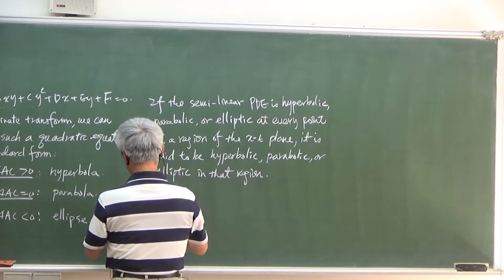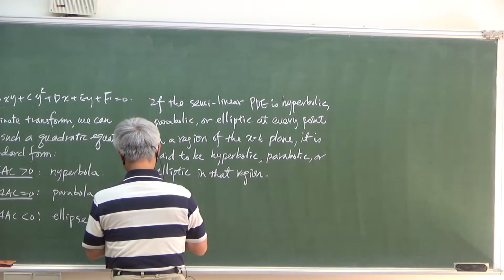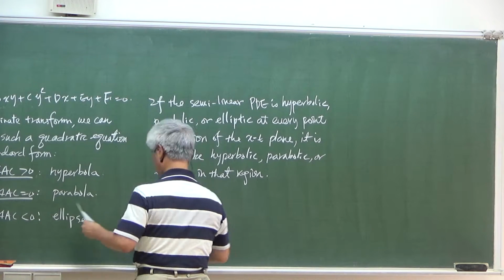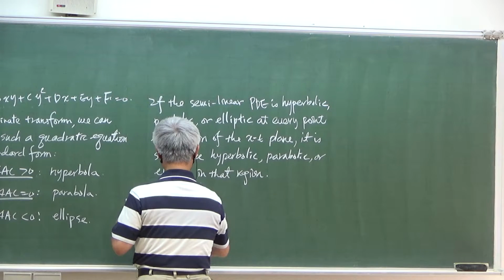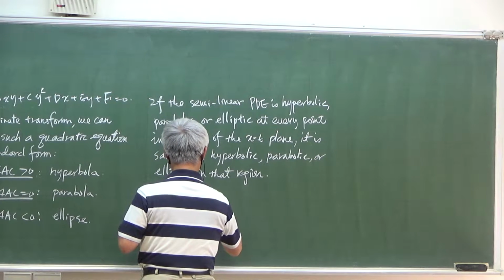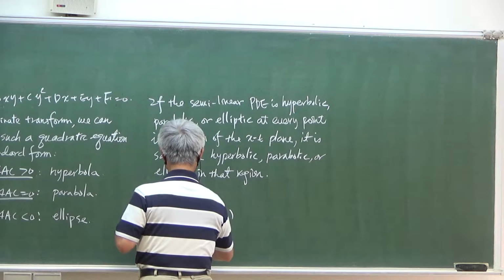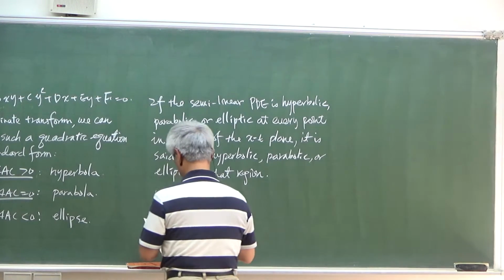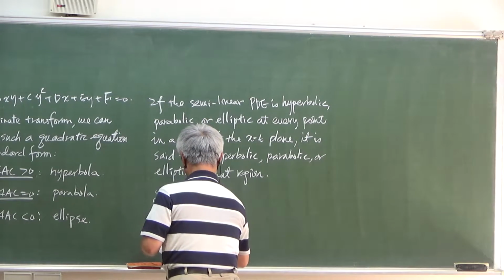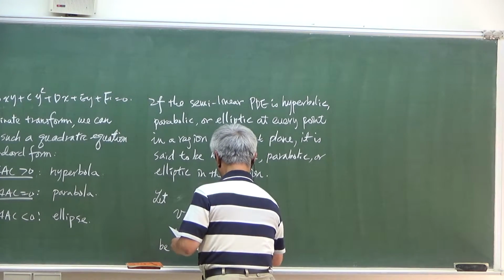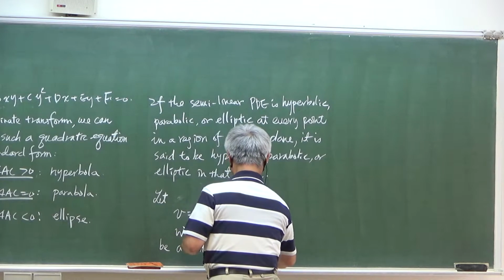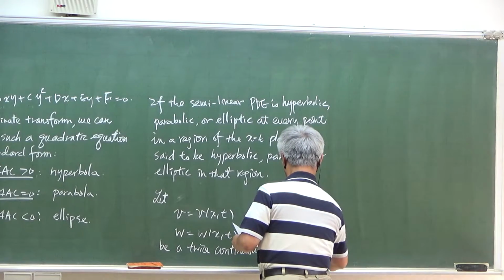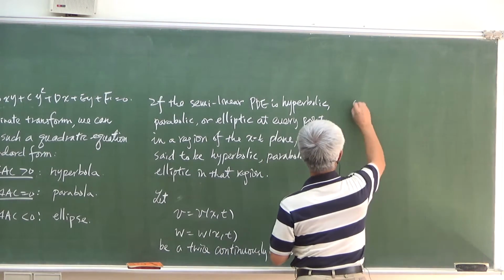So we let v equal v(x,t), w equal w(x,t), a twice continuously differentiable coordinate transformation.